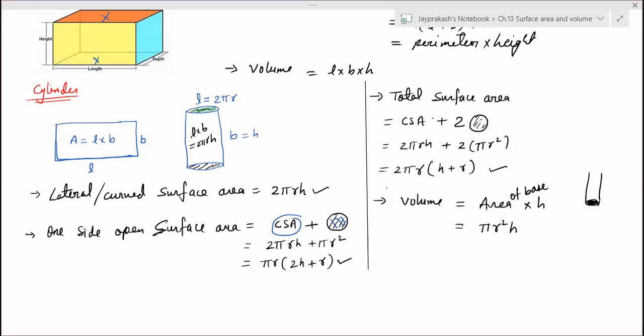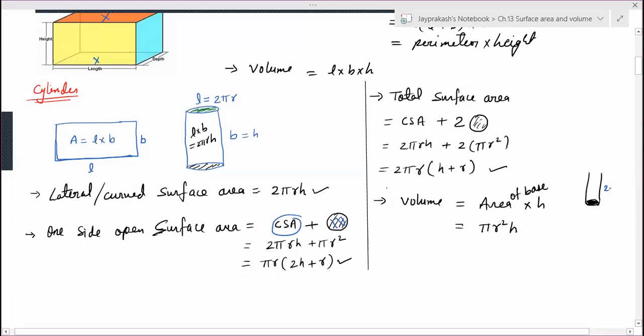Now imagine the total surface area. Total surface area means 2 pi r h plus this circle plus the top circle. So we are involving here 2 times a circle. So 2 pi r h plus twice pi r square. So we are taking 2 pi r common, h plus r.